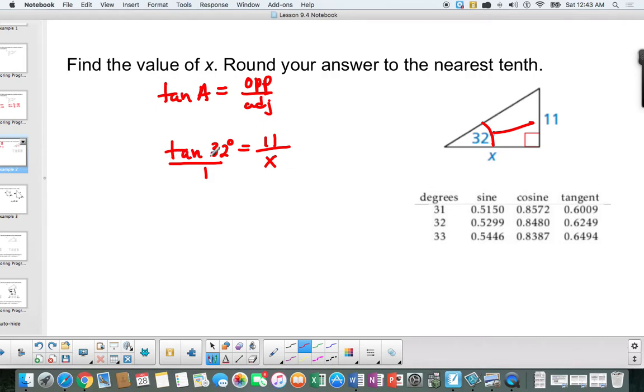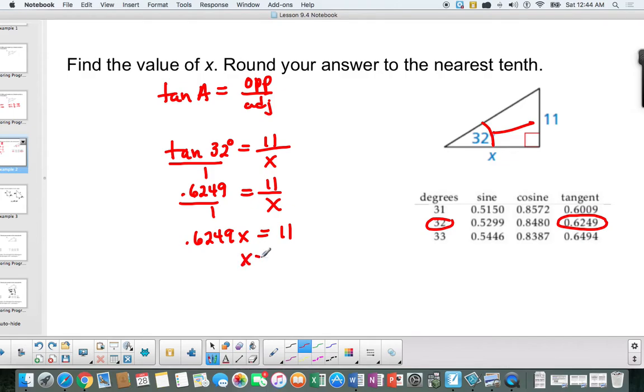Now, the tangent of 32 for all right triangles with an angle of 32 has the same ratio. And we can find that in this little table here. So just read the tangent column and it'll be this. So I know that this can be replaced with a decimal: 0.6249/1 is equal to 11/x. I'm going to cross multiply. 0.6249x is equal to 11.